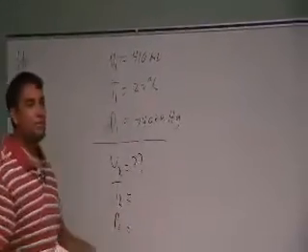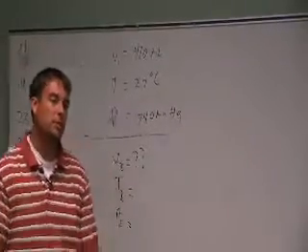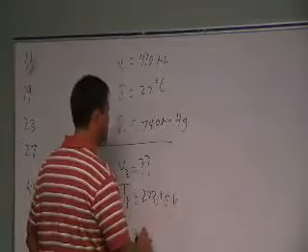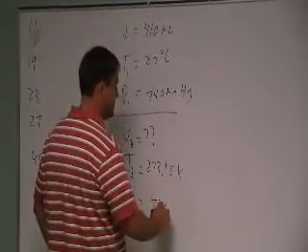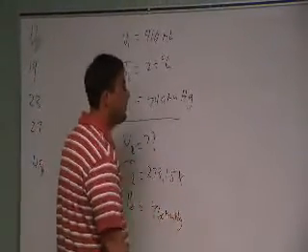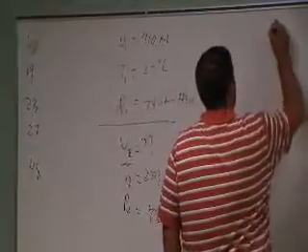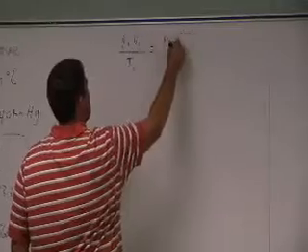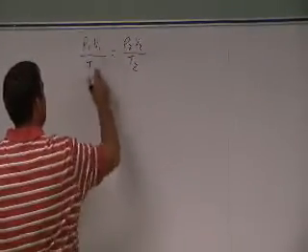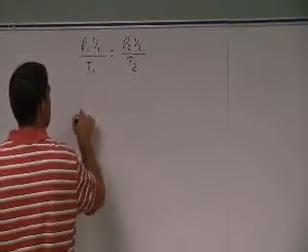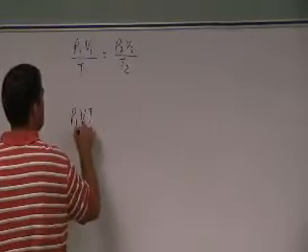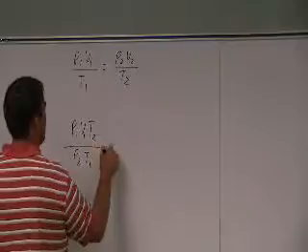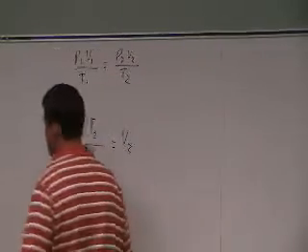Well, the standard temperature is 273.15 Kelvin, and the pressure is 760 millimeters of mercury. So we're going to start out with P1 V1 over T1 equals P2 V2 over T2. Then we're going to rearrange that to P1 V1 T2 divided by P2 T1 equals V2.